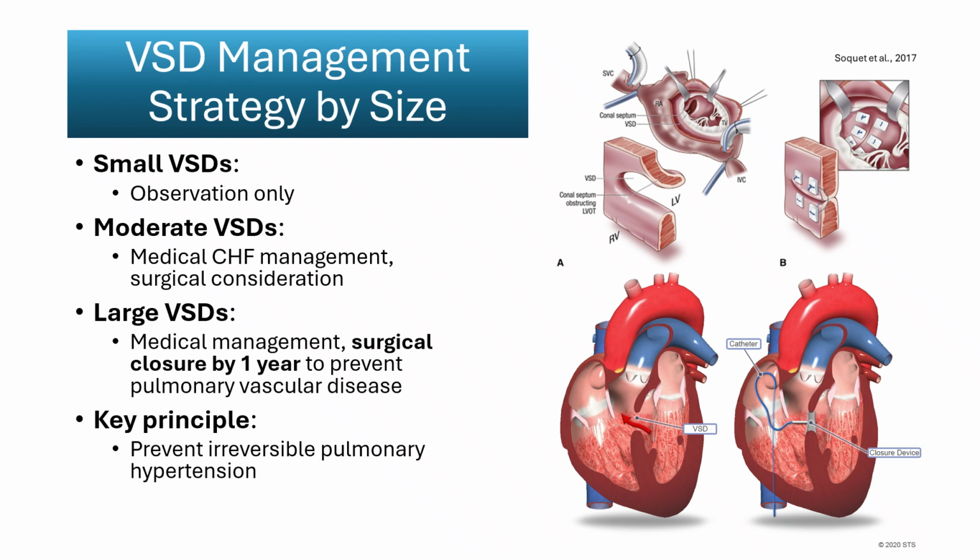Large VSDs present a higher level of urgency. They cause early congestive heart failure, and if left uncorrected, progressive pulmonary vascular disease. Medical therapy addresses symptoms in the short term, but definitive closure is recommended within the first year of life to prevent irreversible pulmonary hypertension. The unifying principle across all sizes is prevention of permanent pulmonary vascular damage. Timely recognition of hemodynamic significance ensures that intervention occurs before vascular remodeling renders the defect inoperable.